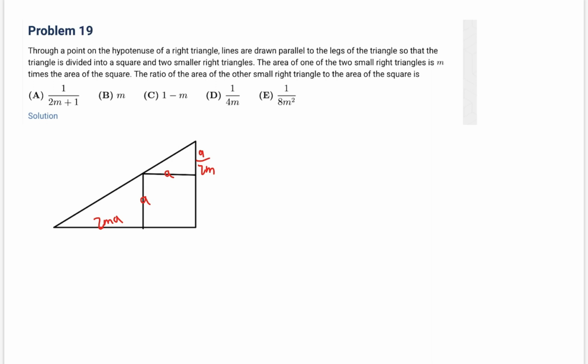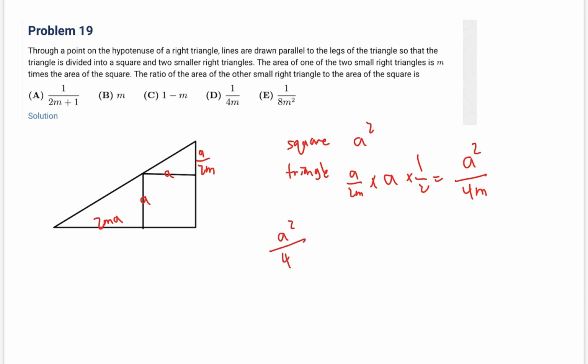So the area of the square is a squared. I should have erased that. And the right triangle is now a over 2m times a times 1/2, right? So it's a squared over 4m. So the ratio of the other small right triangle to the area of the square is a squared over 4m over a squared. If you cancel these two out, 1 over 4m, so it's D.